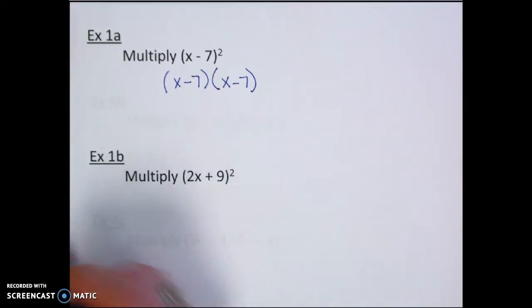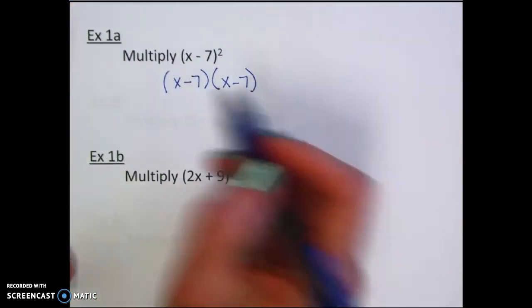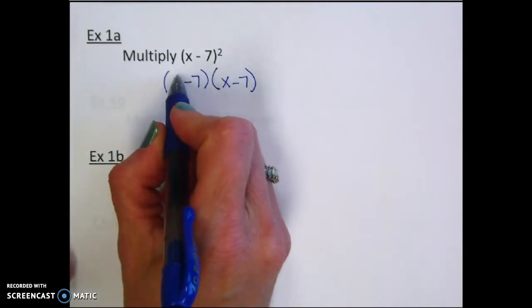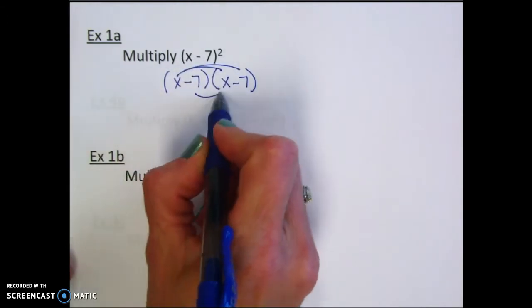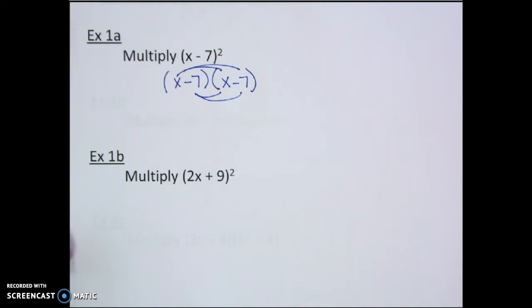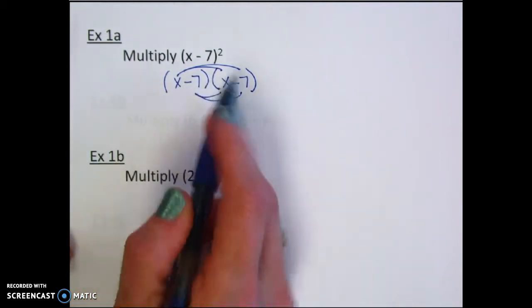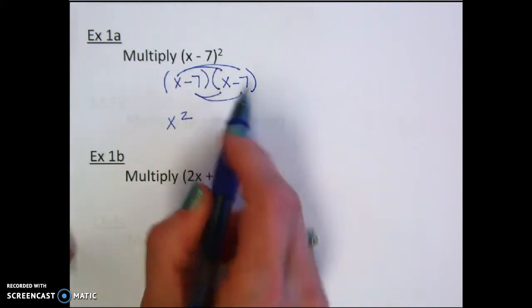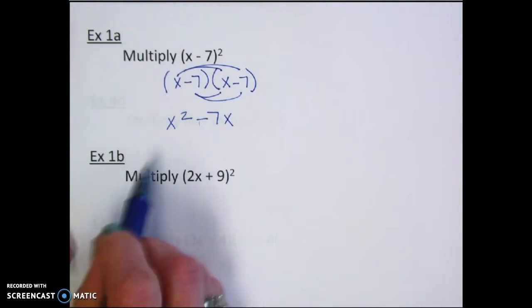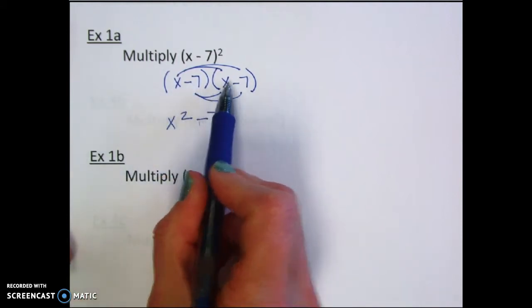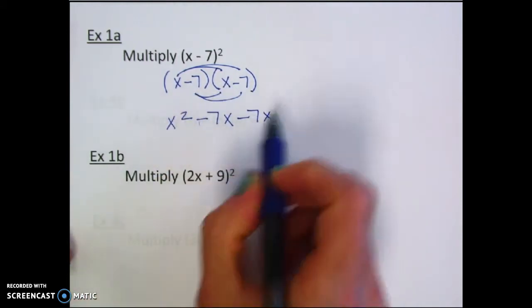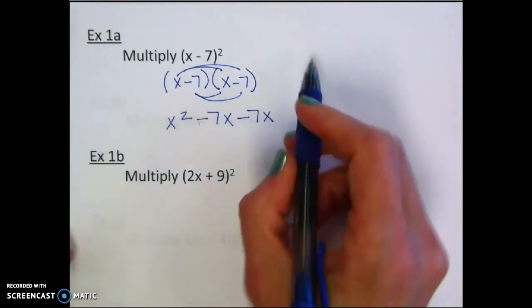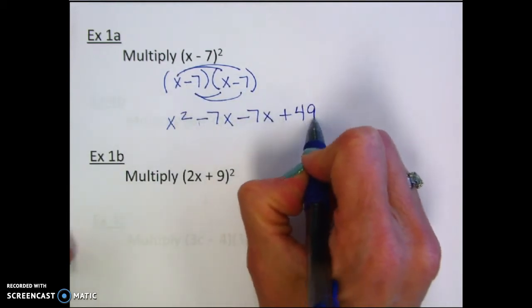Now, when we go to start to work for that, we do the same thing we did previously. Distribute the x times both of these pieces, distribute the negative 7 times both of these pieces. The FOIL method, first, outer, inner, last. So x times x gives us an x to the second, and x times negative 7 gives us a negative 7x. A negative 7 times x gives us a negative 7x, and then a negative 7 times a negative 7 gives us a positive 49.